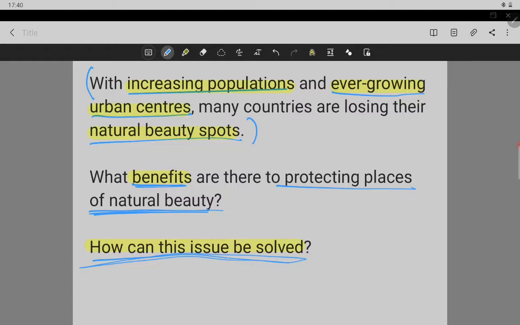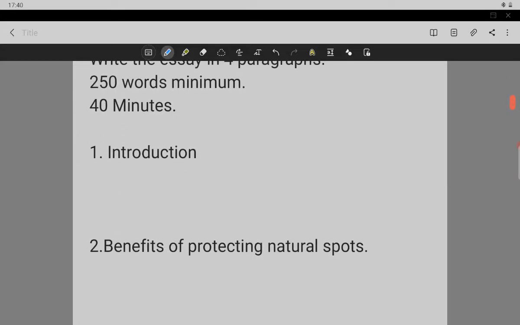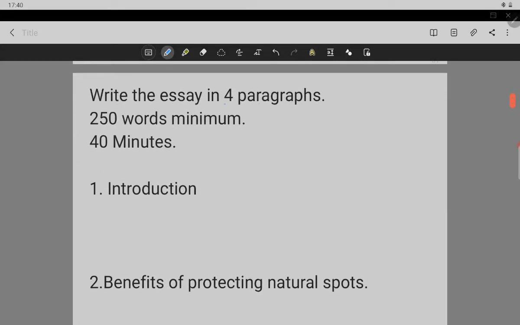All right, so this is our topic. This topic pertains to the environment. Moving on, we are going to write this essay in 4 paragraphs as always. We have to write a minimum of 250 words, and we have to write the essay in 40 minutes. So this is always the same, 250 words minimum, 40 minutes for your essay. And I always suggest 4 to 5 paragraphs. 4 paragraphs are generally enough.